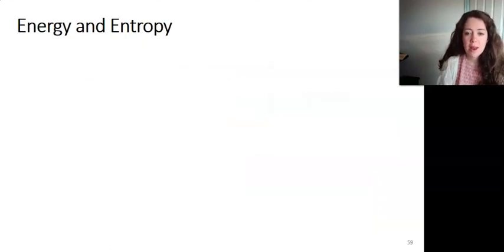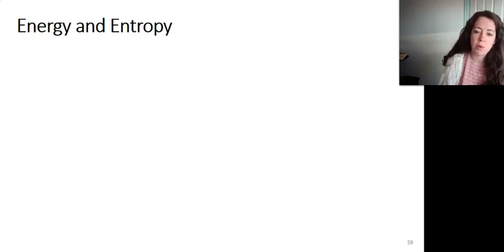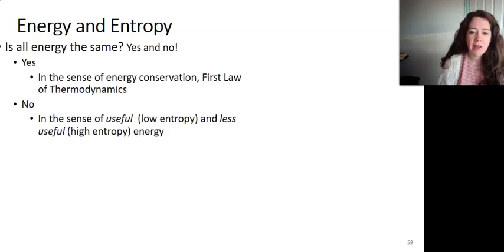Next is, what happens when we transform different types of energy from one form to another, or what happens when energy is transformed, and are all these types of energy the same? In one sense they are all the same, or they are all equivalent. If you're familiar with the first law of thermodynamics, energy can't be created or destroyed, just converted from one form to another. So energy is conserved in any type of energy conversion.